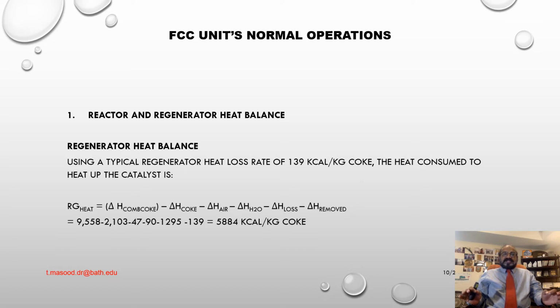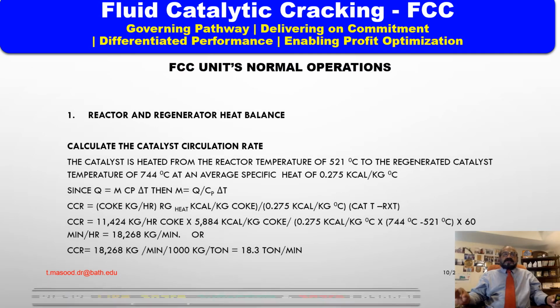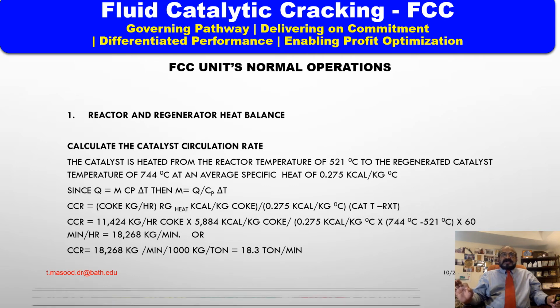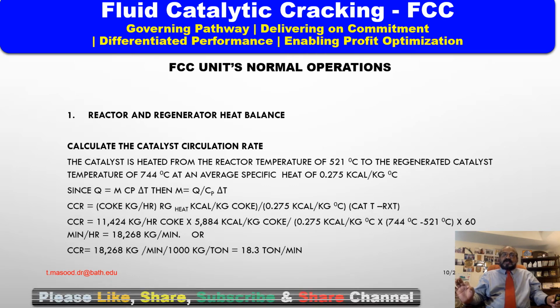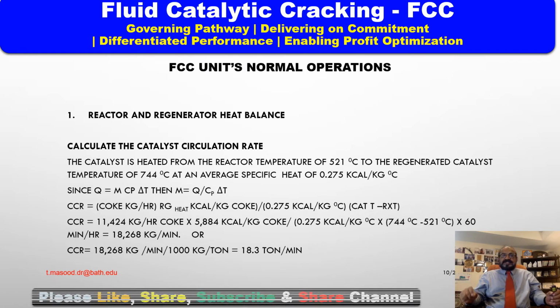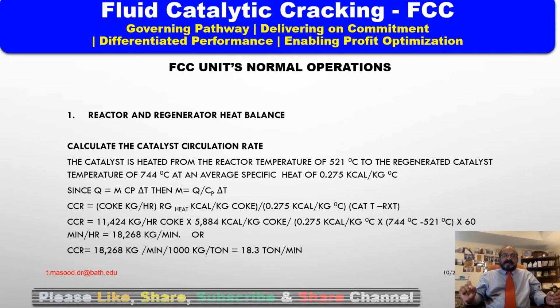Okay, next, calculate the catalyst circulation rate or CCR. The catalyst is heated from the reactor temperature of 521 degrees Celsius to the regenerated catalyst temperature of 744 degrees C, with an average specific heat of 0.275 kilocalorie per kg degree Celsius. Since Q is m Cp delta T, then m is equal to Q over Cp delta T.